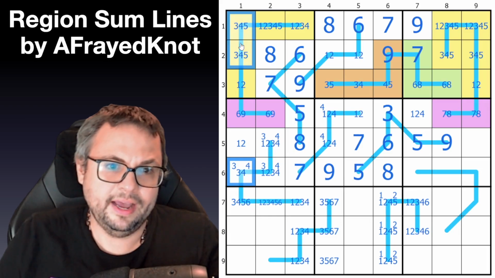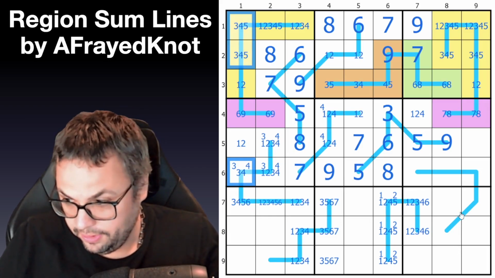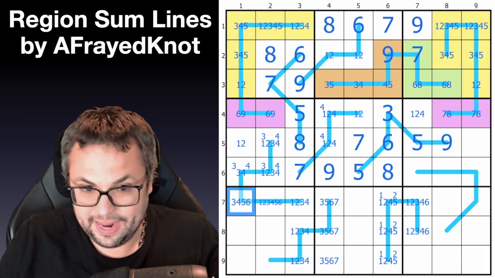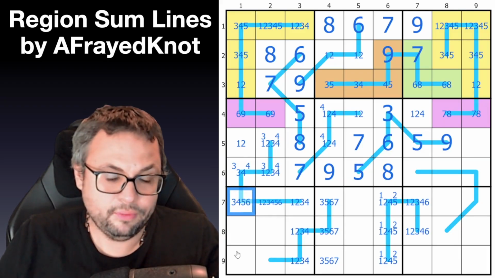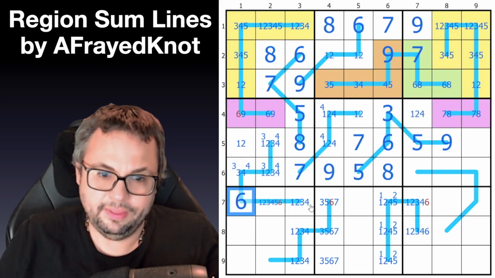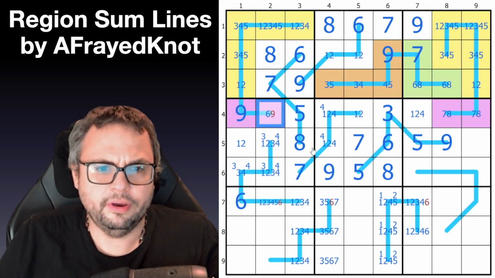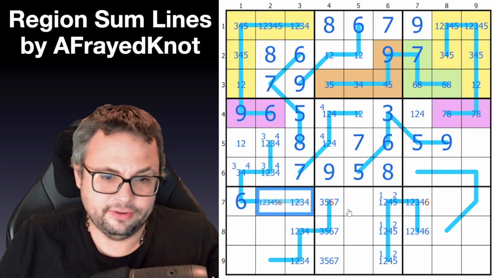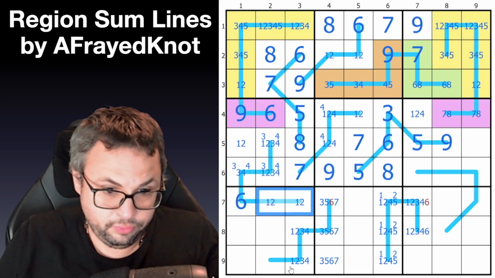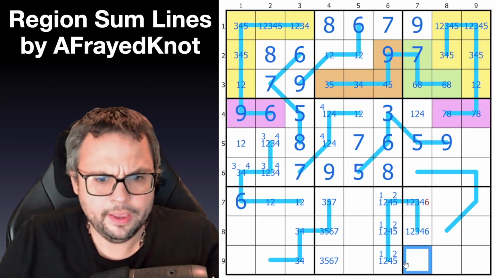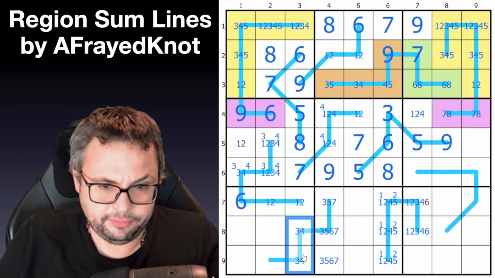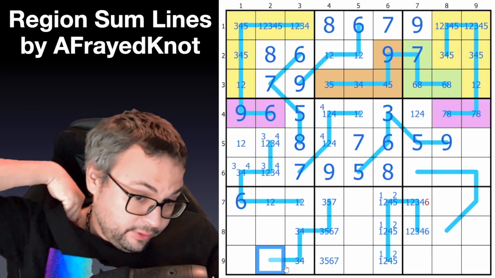But now I've got a 3, 4, 5 triple in column 1, and so therefore that is a 6. Let's do that more dramatically. And therefore that is a 6. There we go, that's much better. So that fills in these, and these are now just 1 and 2, which makes these 3 and 4. So the minimum sum here is now 12.